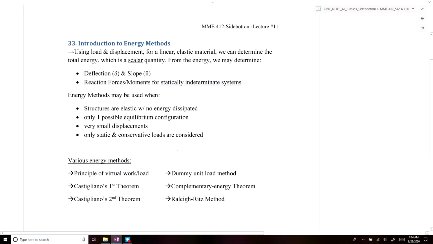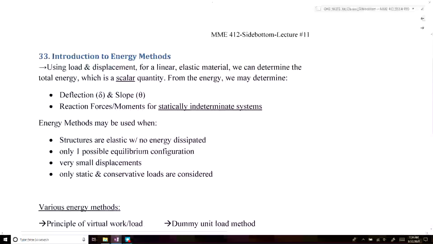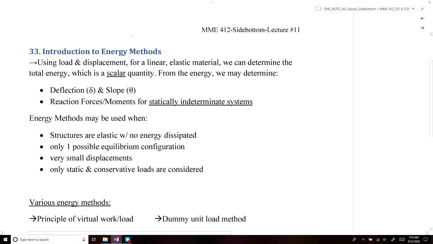In the last few videos, we talked about the total strain energy. In the last few videos, we talked about, for transverse, axial, and torsional loadings, how we can calculate the total energy due to that applied force, and we know that energy is a scalar value. Using the loads, displacements, and the elasticity constants and areas, we can calculate that total energy.